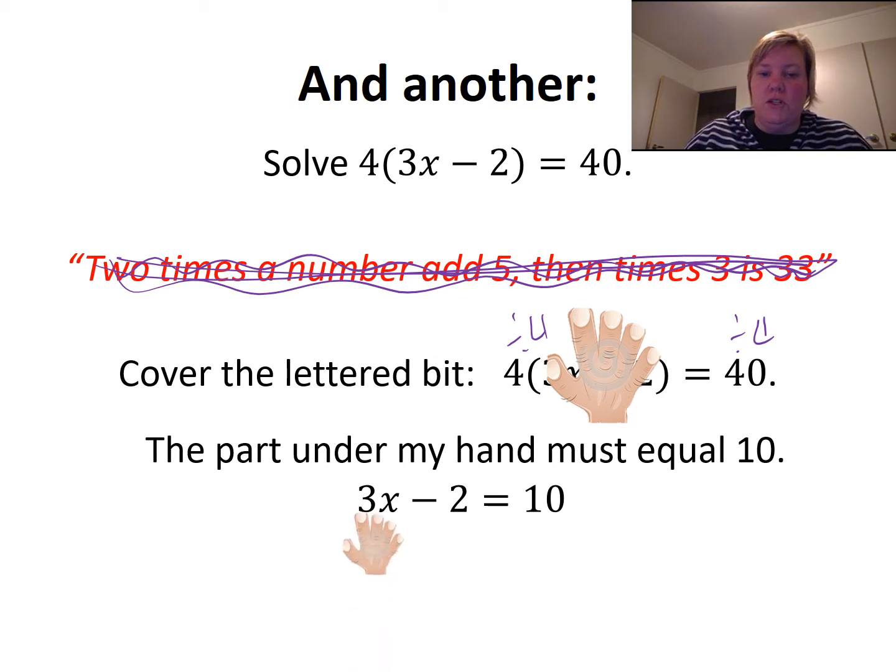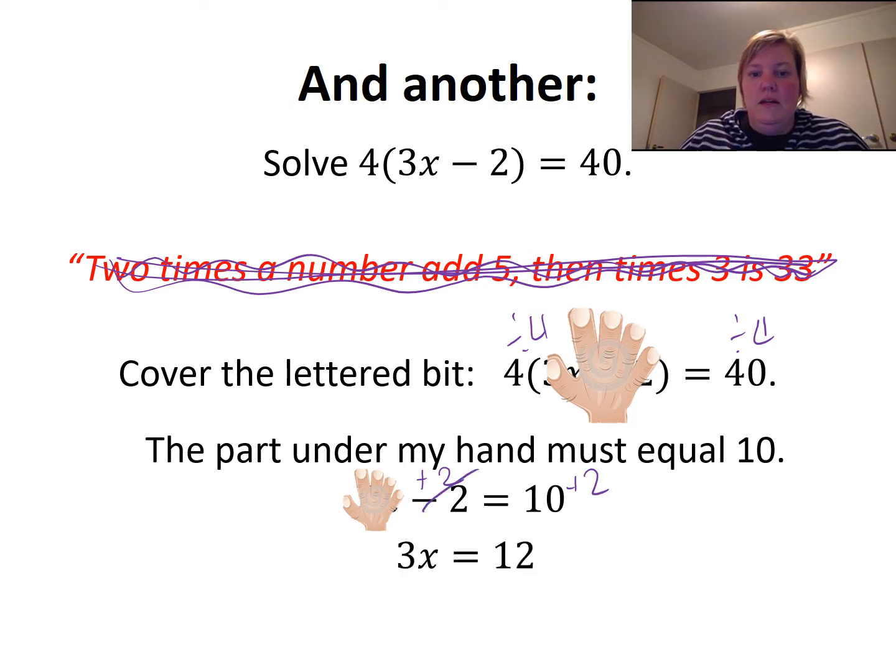Now we're going to solve it just as usual. I'm going to add 2 back on. Okay, so 3x equals 12, and then the last step is to divide both sides by 3, and you will get x is 4.